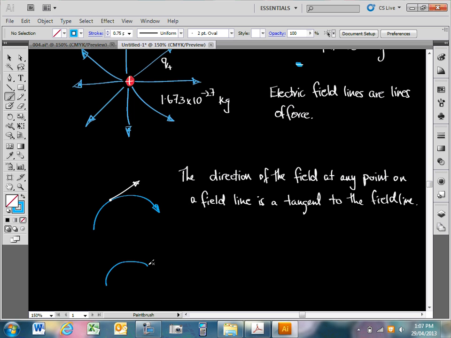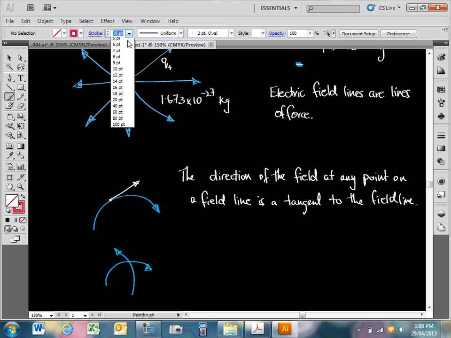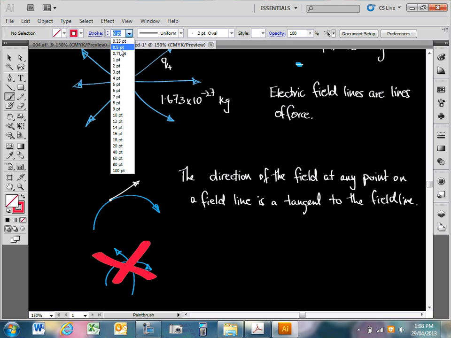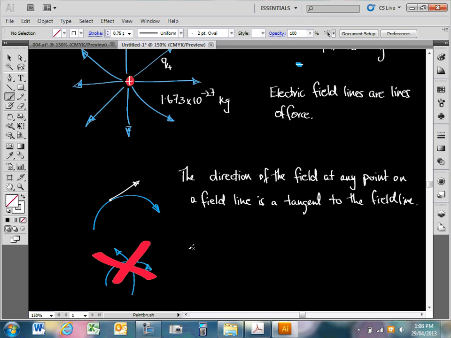Is this possible? Okay, that is. Doesn't look possible. Field lines may never cross.